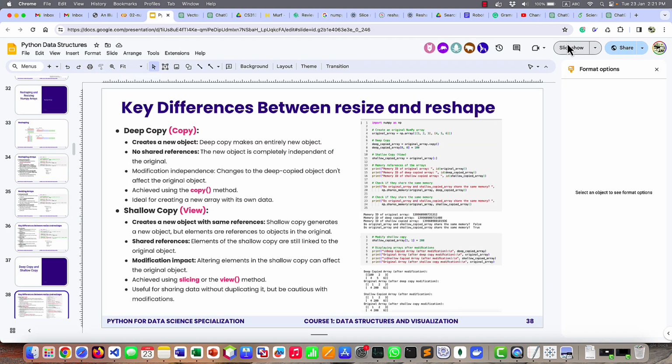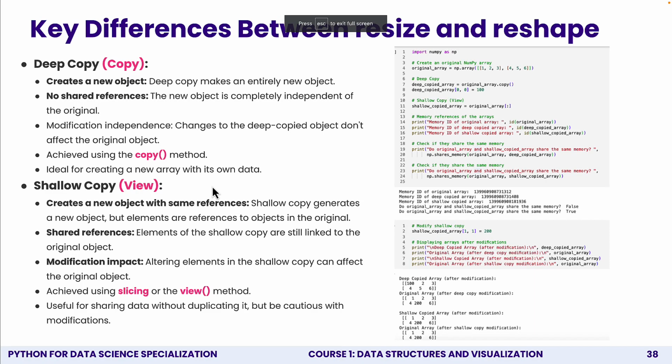Okay. So this summarizes the differences between both. The deep copy creates a new object, and the deep copy makes an entirely new object in the memory. And there is no shared reference. The new object is completely independent of the original one, and it's completely independent in terms of modification. If you modify the deep copy, the original copy will not be modified.